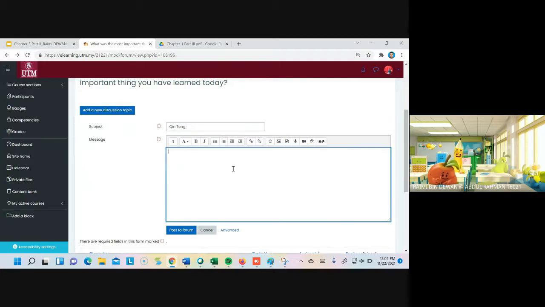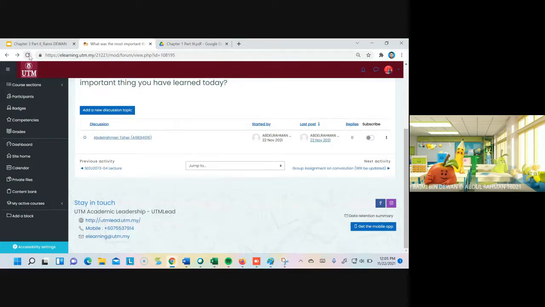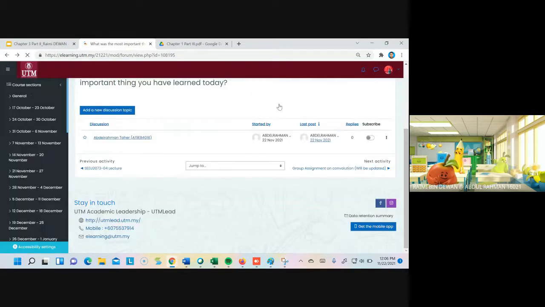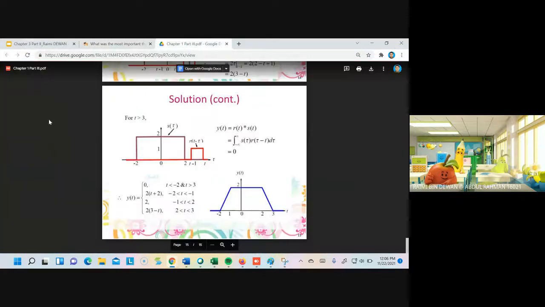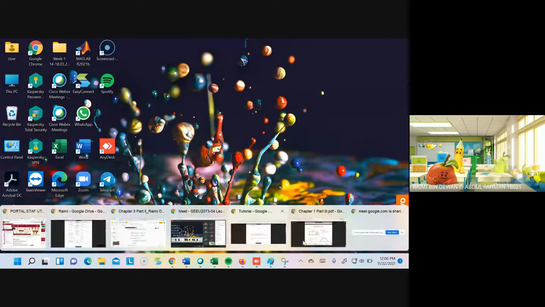For example, Chintong: I learn about signal convolution. In time domain, convolution is the multiplication of signals in frequency domain. Okay, and pause. Maybe Abdul Rahman wants to leave my class very early. So we actually finished chapter 2 part 3.